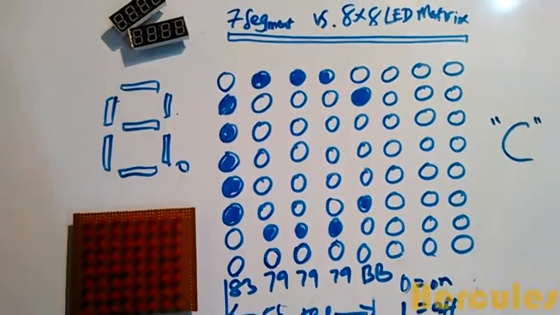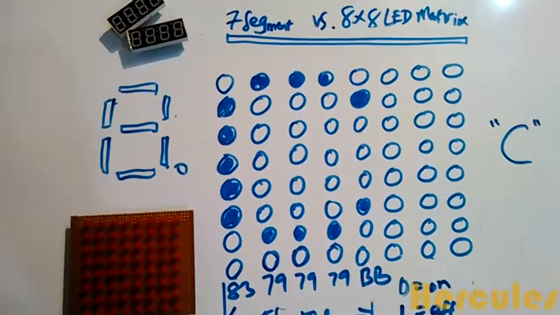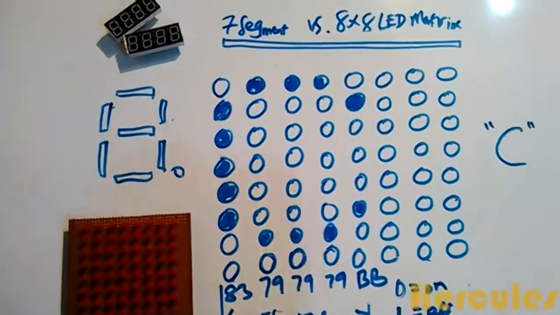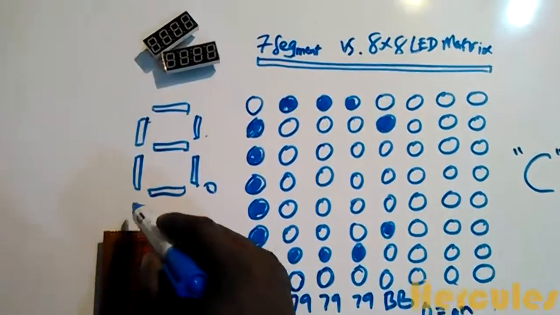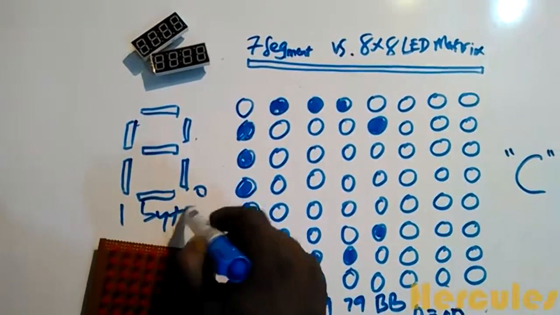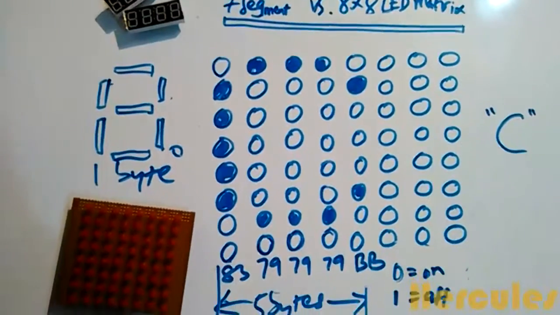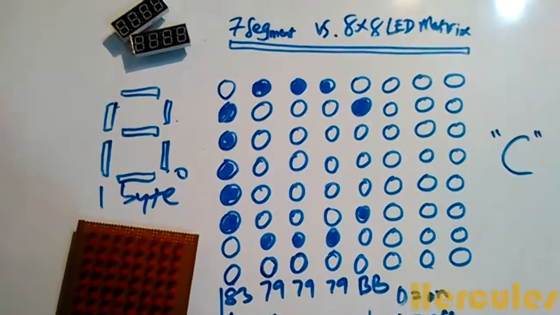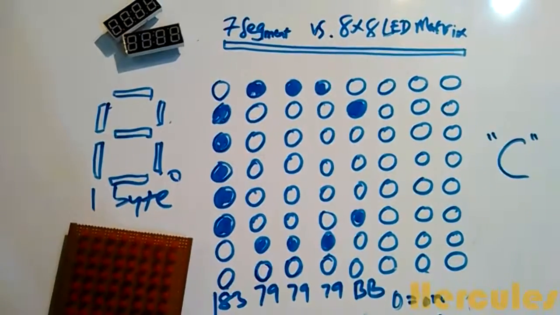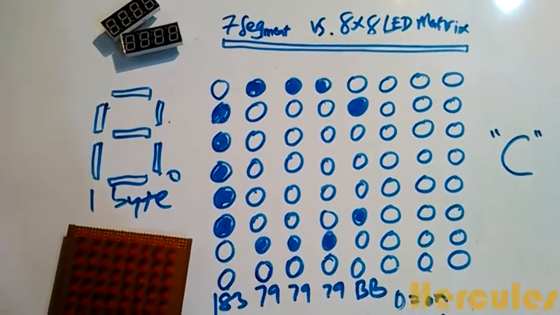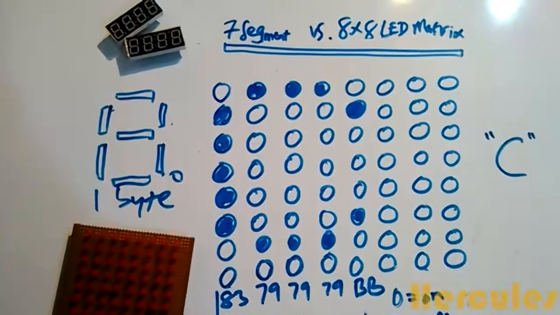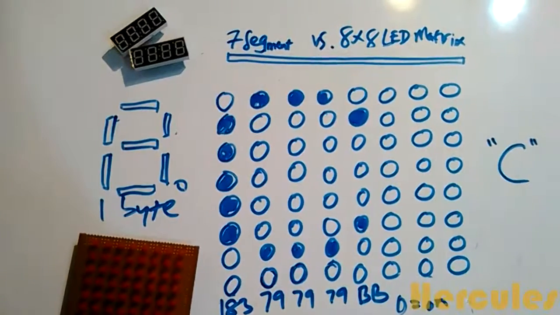So you can see the basic difference between an 8 by 8 LED matrix that uses 5 bytes and a 7 segment unit that just uses one byte. And we said that the 1 byte can be used to represent any character from 0 to 9 and some alphabetic characters A, B, C, D, E, F, G, and so on. So that's basically the difference between a 7 segment and an 8 by 8 LED matrix.